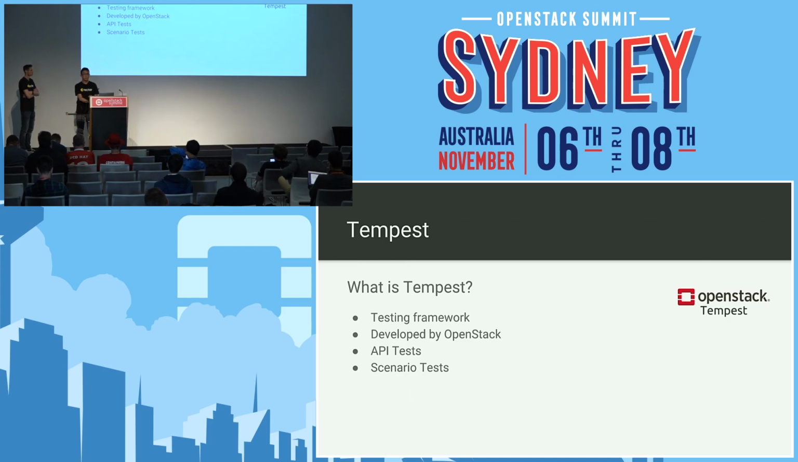The more complex one would be the scenario test. The scenario test tests multiple services together. So an example of a scenario test would be testing a floating IP attachment. To test whether floating IPs can attach to an instance, you will need to boot up a Nova instance, Nova create, and then you need to create a floating IP from Neutron, and then you need to attach that floating IP to the instance, and after that you need to, say, ping the floating IP or SSH into the floating IP to make sure that end-to-end is okay.